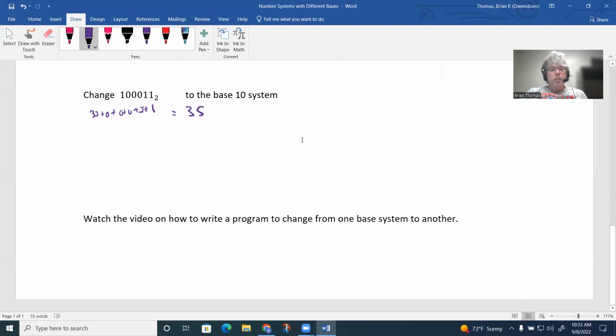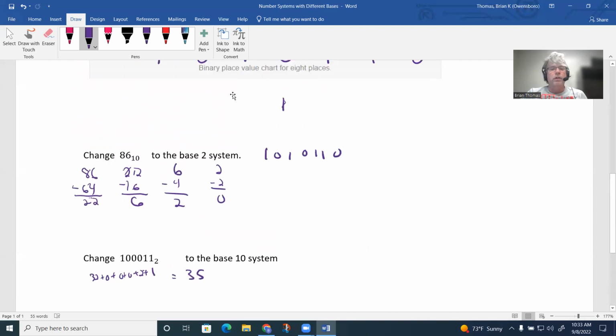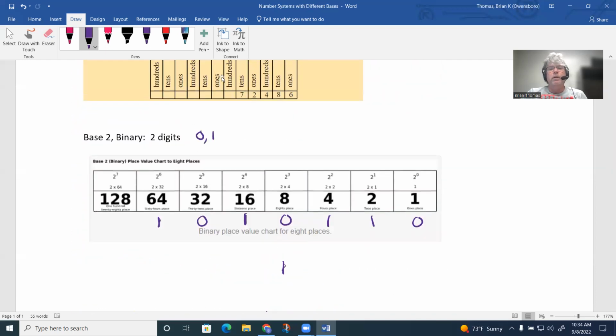You can also write a program. I have a video that shows you how to write a program on your graphing calculator. We also have some videos that another instructor made that break this down into a more simplified version, using some basic math skills to do it with paper and pencil. So I'll stop there, and that's just a little bit of an introduction to bases.